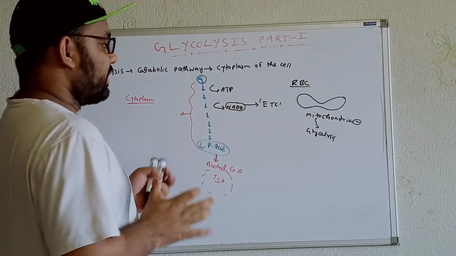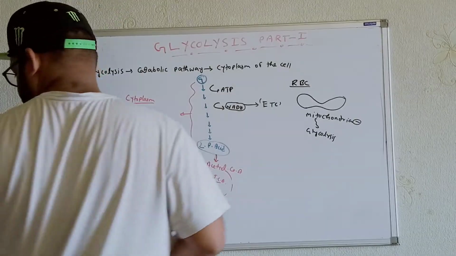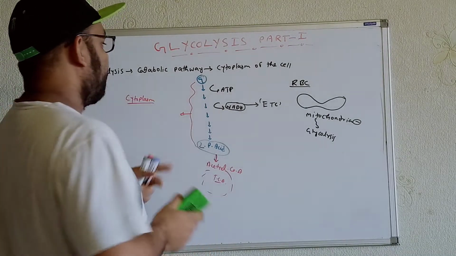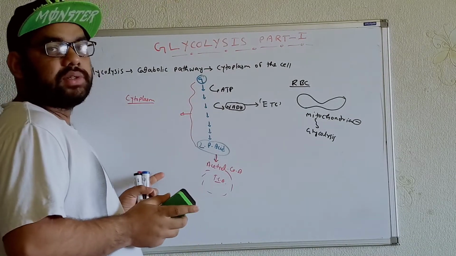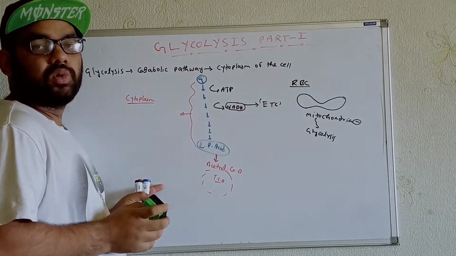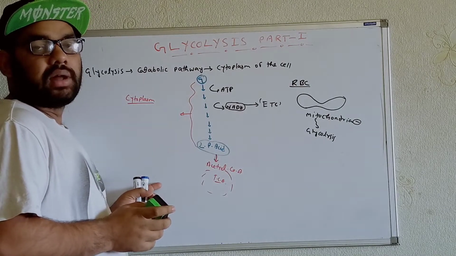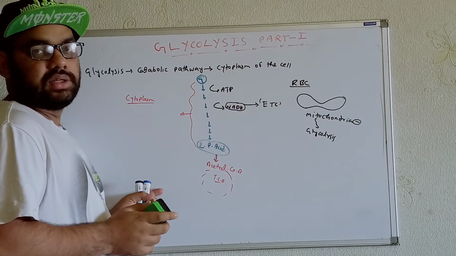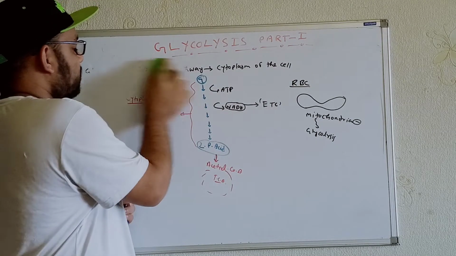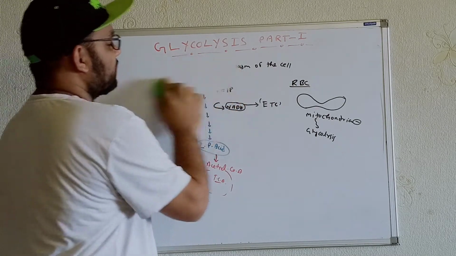Now we will talk about glycolysis in detail. The first thing, whenever the glycolysis process starts, is the presence of glucose within the cell. Now we will talk about how the glucose comes into the cells. Let's talk about glucose entering the cell.